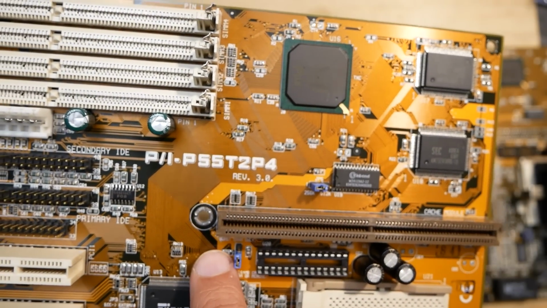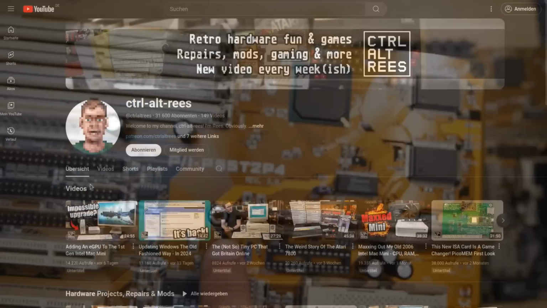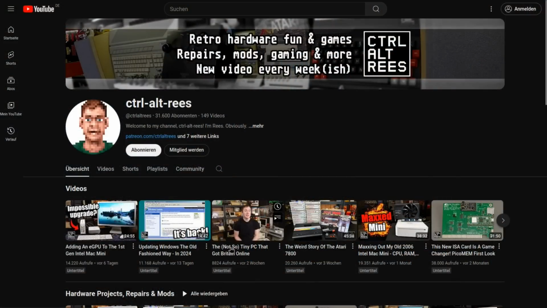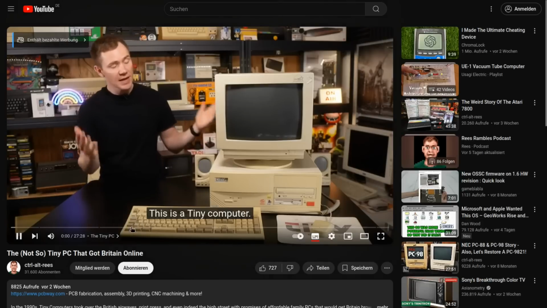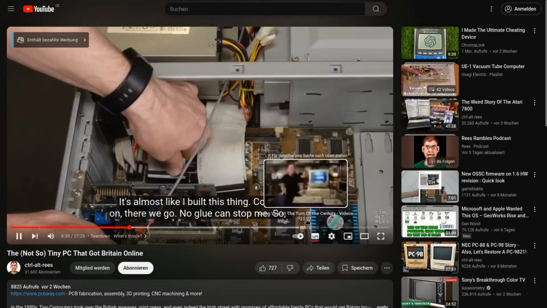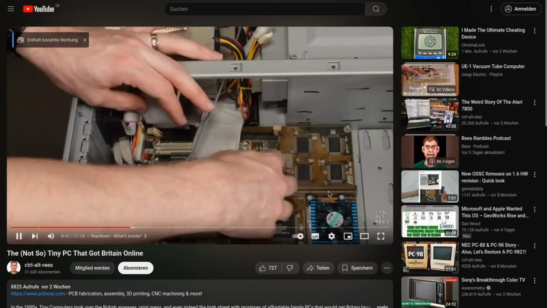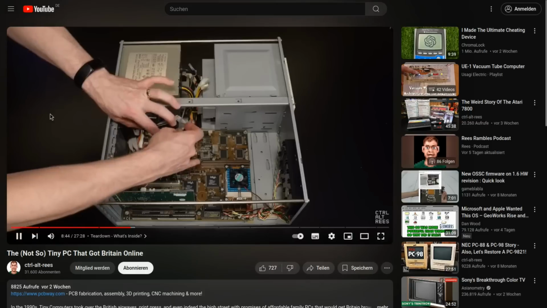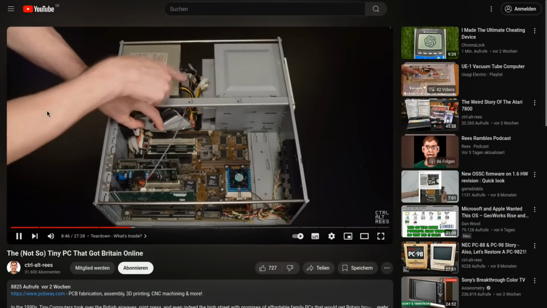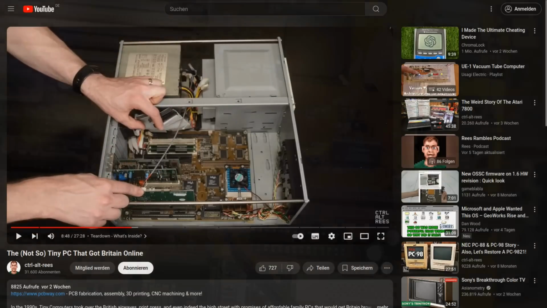Here's a small remark on why I decided to take a look at this board today. Recently, Reese from Ctrl+Alt+Reese showed a not so tiny PC on his channel, which has a similar cache expansion slot. He asked the community if there is an interest in extending the cache there, and I answered that the cache cannot be extended, but only replaced completely. This was my experience on some boards so far.